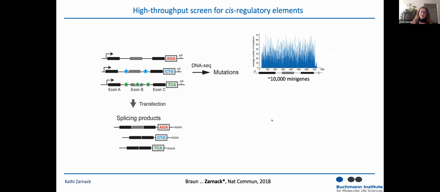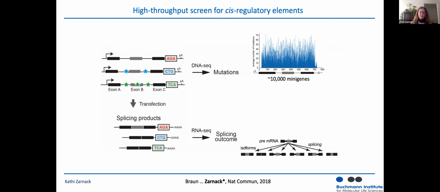We also, in addition to the mutated mini genes, spiked in wild type mini genes, several hundred, into the library. So they don't carry mutations, but distinct barcodes. And these wild type mini genes allow us later to estimate the baseline splicing in our assays, and also to learn about the biological variance that we have between the same constructs, but different barcodes.